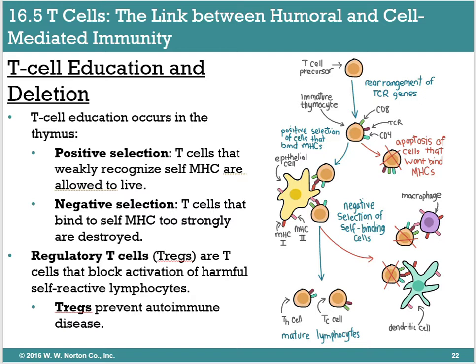And then without this selection process, we actually would get a lot of autoimmune diseases, so that would actually be more common. But now the fact that we have this self from non-self recognition, we don't have as many autoimmune diseases. Okay, so with that we have Tregs.